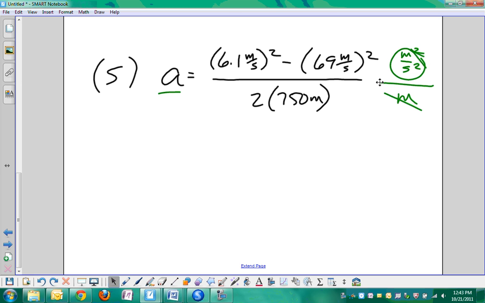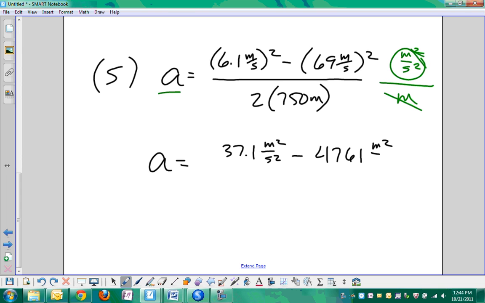You can just bear with me for 1 second, and we'll do the number crunching. Acceleration is equal to what? 6.1 squared. 37.1 meters squared per second squared minus 69 squared, a little less than 4,900. 4761 meters squared per second squared divided by, this one's easy, 1,500 meters.